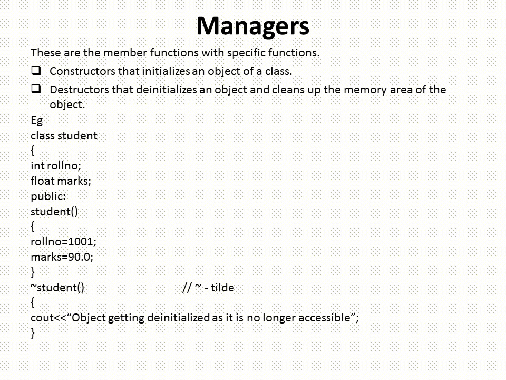Let us move on with an example. See here, class student, two data members are there, roll number, marks. Under the public section, if you notice, student of. So this is the constructor. It has the same name as the class name without any return type. This constructor allocates the memory space and also gives the values here: roll number 1001, marks equal to 90.0. And after that, if you notice, the same class name along with the symbol called tilde. This is called the destructor of the class. So a small message is displayed here: object getting deinitialized as it is no longer available.